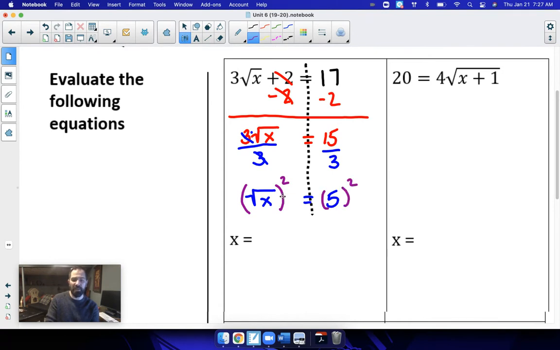Square root of x squared is just x. 5 squared is 25. And you're done. That's all it is. See if you can do this one all by yourself. Pause the video, and then come on back.